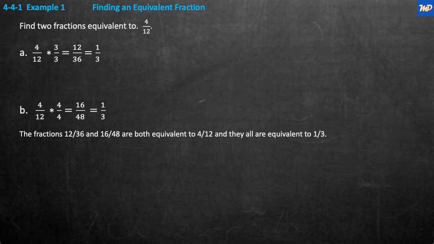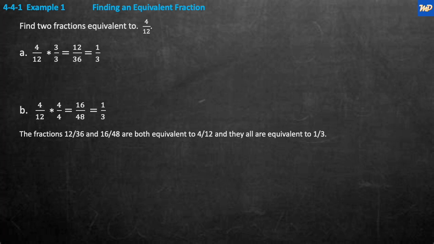In example 1, finding an equivalent fraction, we see the question: find 2 fractions equivalent to 4/12. So we're going to start with A: 4/12 times 3/3. This is where you multiply or divide the fraction by the same number. So we're going to multiply the top and the bottom, the numerator and the denominator, by 3. And what does that give us? 3 times 4 is 12. 3 times 12 is 36. So 12/36 is the same as 4/12 because we multiplied by 1 in essence, and that equals 1/3.